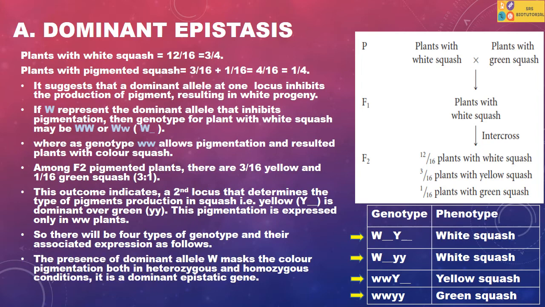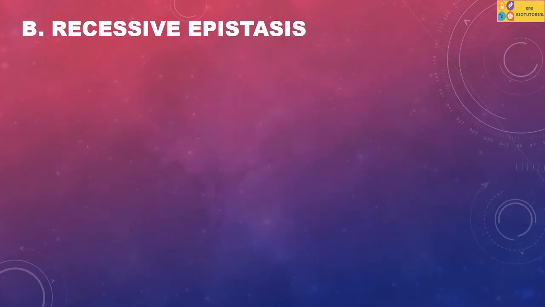The presence of dominant allele W masks the color pigmentation in both heterozygous and homozygous conditions. Hence, it is a dominant epistatic gene. In this case, the allele W is the epistatic gene, whereas allele Y is the hypostatic gene.